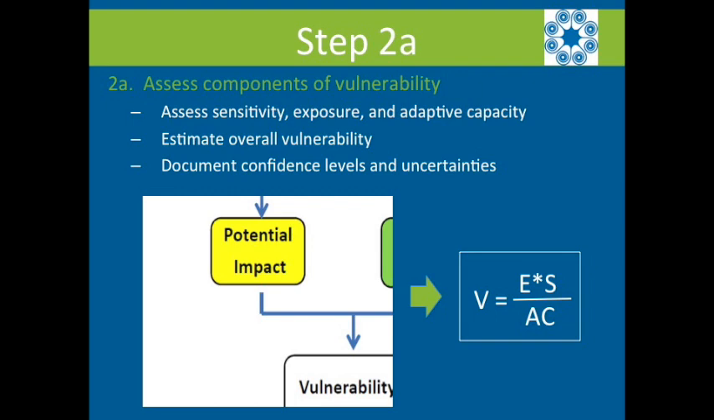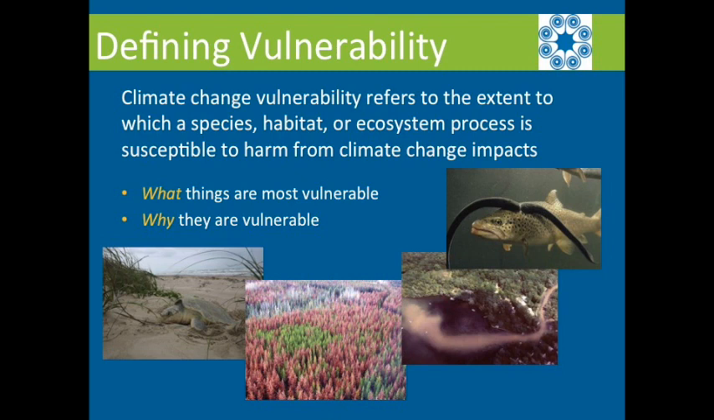So you define vulnerability in order to assess the extent to which species, habitat, or ecosystem processes are susceptible to harm from climate change impacts. You do it because you want to know what things are most vulnerable and why they're vulnerable. In some cases, you actually want to know what things are least vulnerable, because sometimes that helps you create prioritization, or it helps you bank on what the winners are going to be so that we can focus on the things that will still be here.